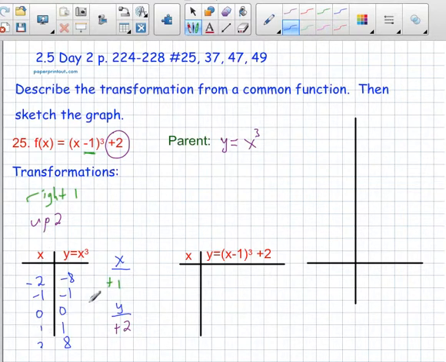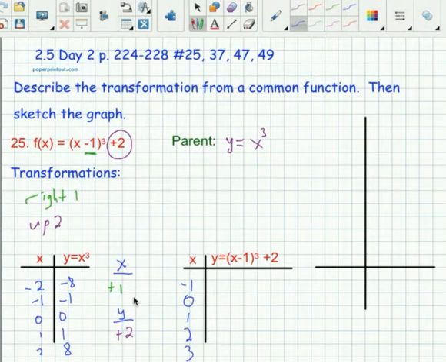So I'm just going to do the x values first. Negative 2 plus 1 is negative 1. Negative 1 plus 1 is 0. 0 plus 1 is 1. 1 plus 1 is 2. 2 plus 1 is 3. I have my new x coordinates.